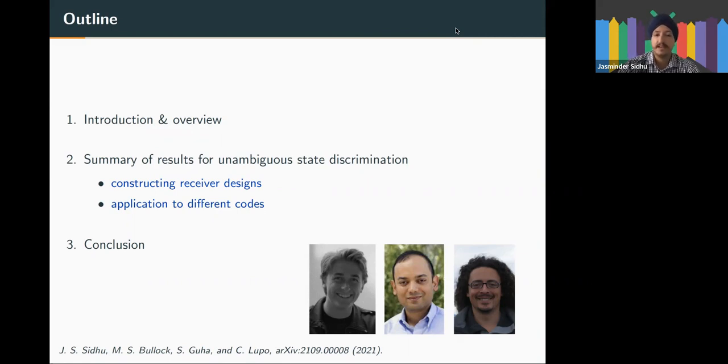This work can be seen in greater detail in our arXiv paper, which is shown at the bottom of the slide, and it was done in collaboration with colleagues from the University of Arizona that include Michael Bullock, Saikat Guha, and also Cosmo Lupo from the University of Bari.